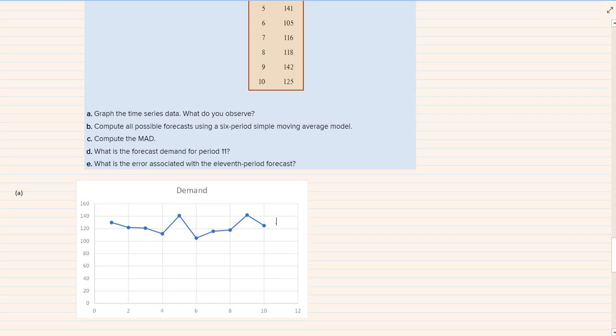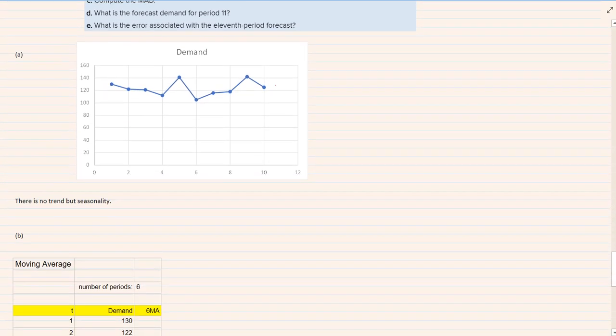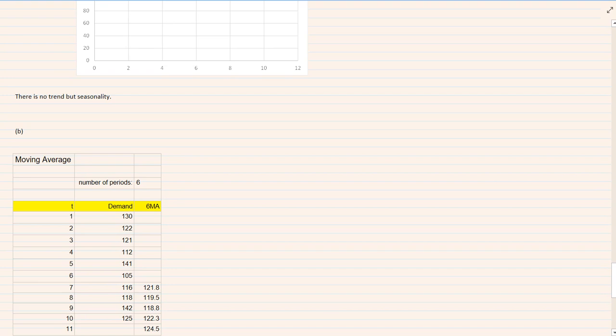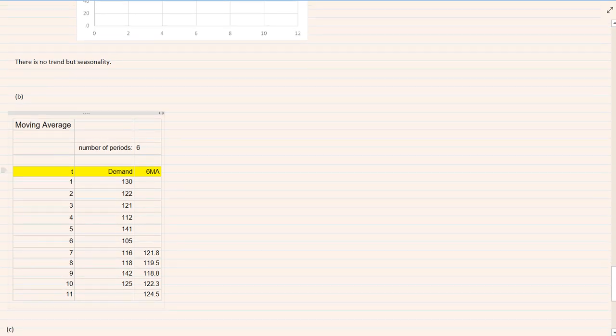In part B, compute all possible forecasts using a 6-period simple moving average model. Again, let me show you this and then we go in Megastat. We'll do it together again. So this is what the output's going to look like. So here are the periods 1, 2, 3, 4 through 11 actually. So I actually did 11 myself. These were the actual data.